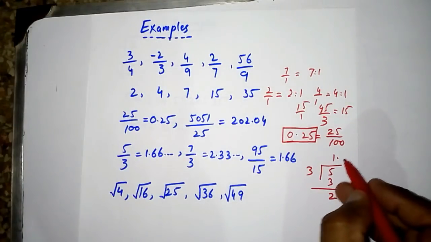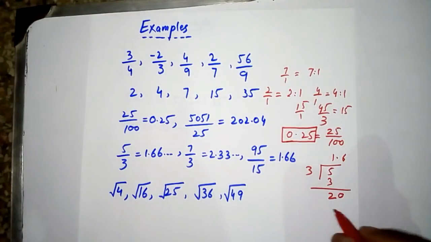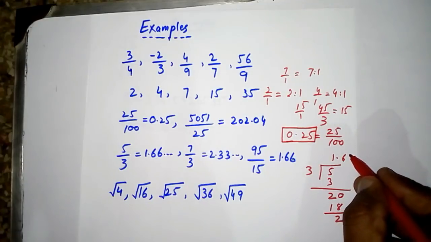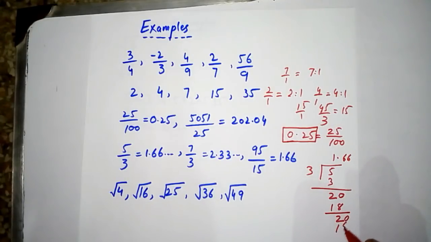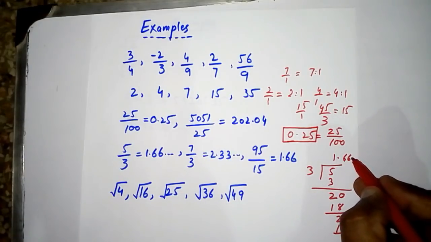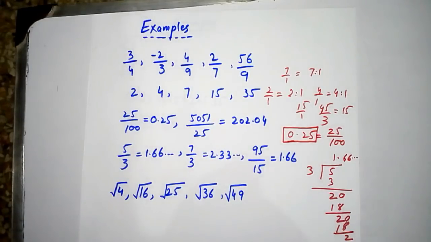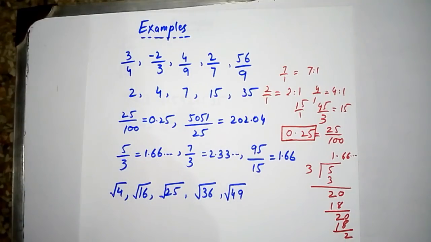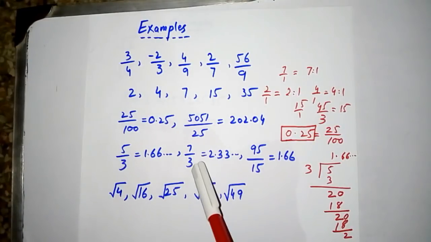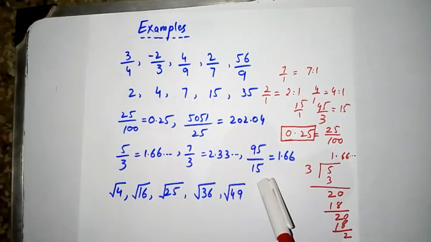Now 3 6 times is equal to 18. Remainder is 2. 2 is again less than 3, so here is 0. 3 6 times 18, remainder is 2. So this will continuously go on. So our answer is 1.666. Here 6 is repeating itself, so this is a rational number. Same is the case with 7 by 3, 95 by 15.